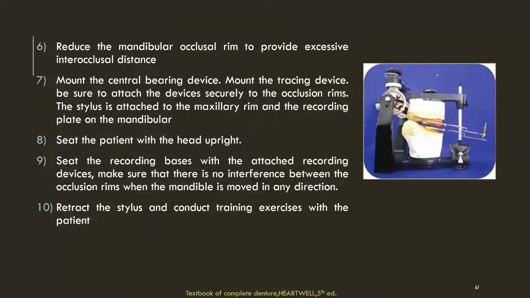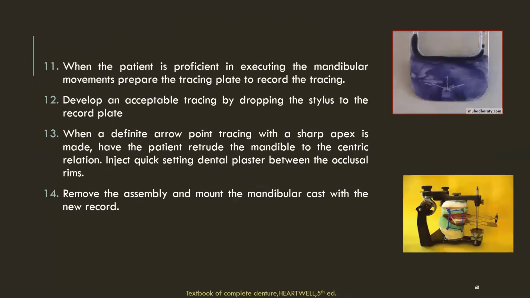stops. So the mandibular occlusal rim is then reduced, and the central bearing device is mounted. The patient is asked to sit upright, and the recording bases are placed with the recording devices. There should be no interference between the occlusal rims when the mandible is moved in any position. Retract the stylus and conduct the training exercises. When the patient is proficient in executing these movements, the tracing plate is prepared to record the tracing.